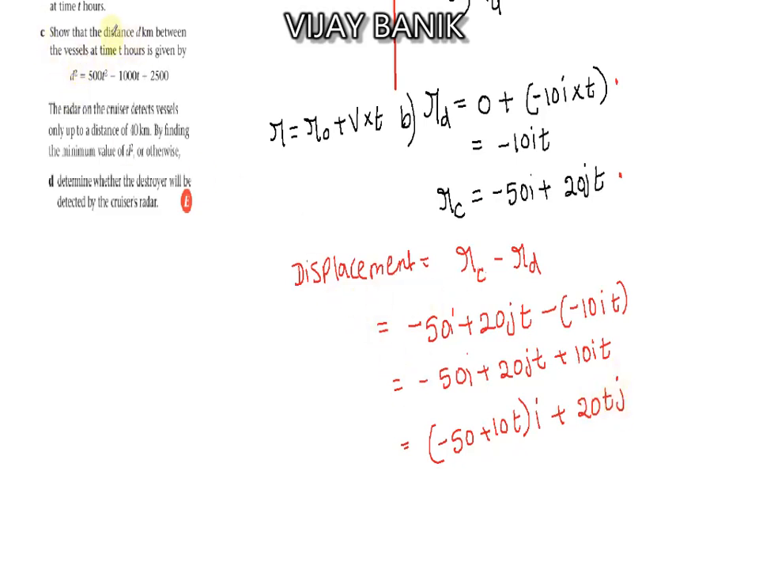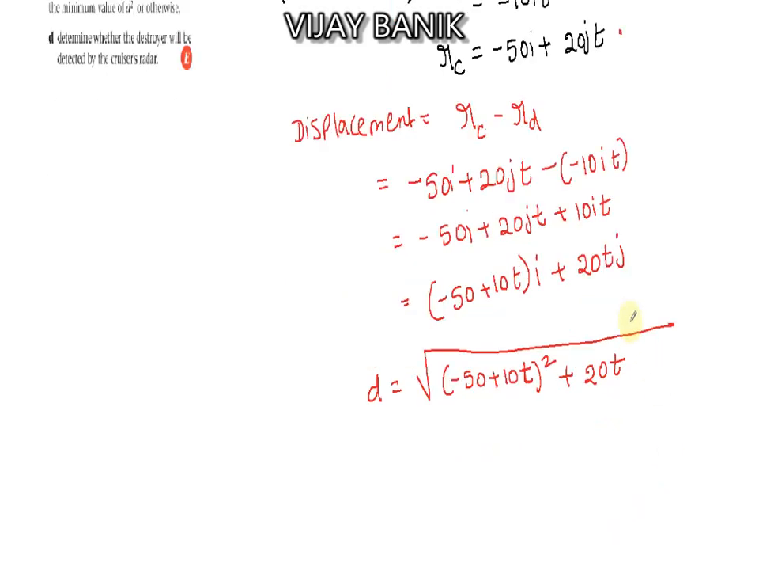What are they looking for? They're looking for the distance. Since they are looking for the distance, we have to find the magnitude of our displacement. So the magnitude of the displacement is distance, and that's what we are going to find. d is equal to root of the i component squared, that is going to be (minus 50 plus 10t) whole square, plus 20t whole square.